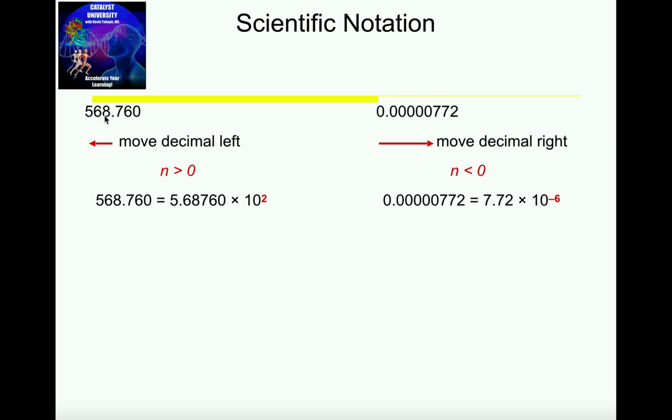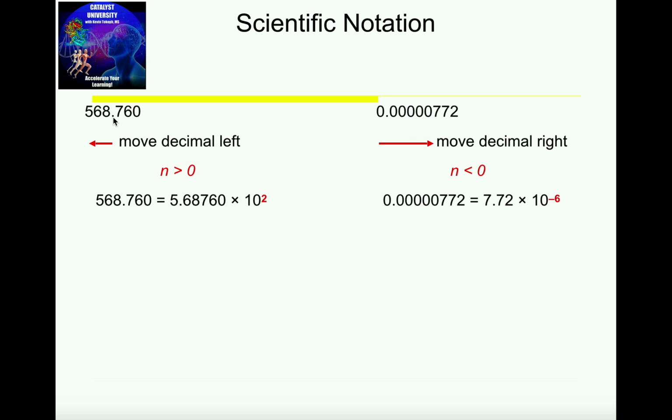Our number is 568.760. Now, in any example, when we're converting to scientific notation, what we're always going to do is we're always going to move the decimal point either to the left or to the right so that the decimal point is right after the very first non-zero number. Okay? In this number right here, what is the first non-zero number? Well, it's the 5, right? If we look over here on the right side, what is the first non-zero number? It's a 7. So in these examples, we're going to start by moving the decimal point to right after that first non-zero number.